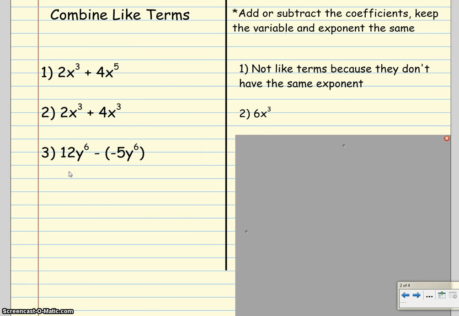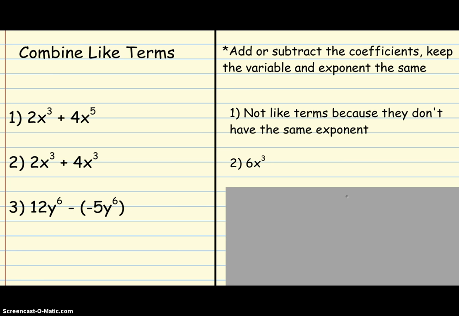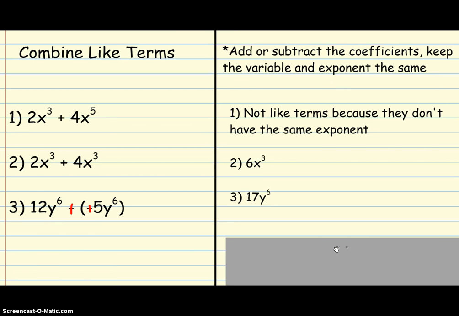Number 3, 12y to the 6th minus negative 5y to the 6th. So just a reminder, when we are subtracting, it's always a good idea to change it from subtracting to adding the opposite. The opposite of negative 5y to the 6th is positive. So really, we have 12y to the 6th plus 5y to the 6th. So we've got the same variable y, the same exponent 6, so we can go ahead and add the coefficients. 12 plus 5 is 17. Keep the variable y, keep the exponent 6.